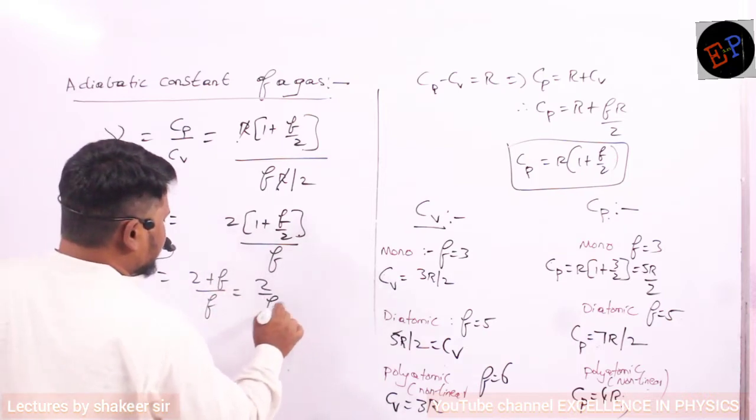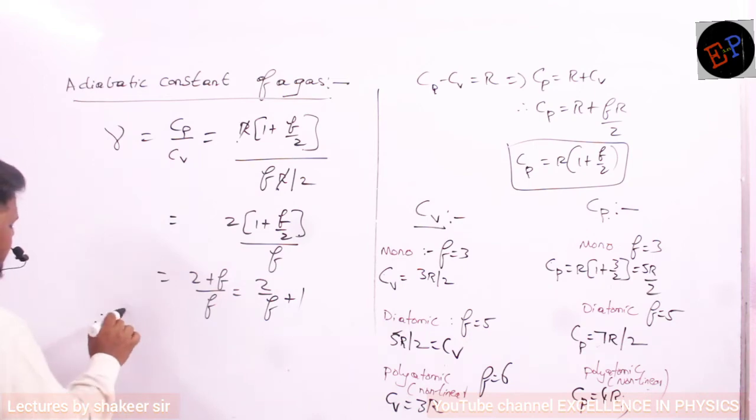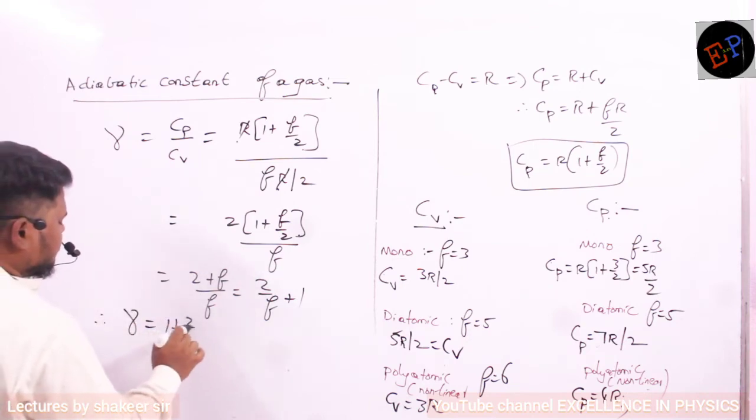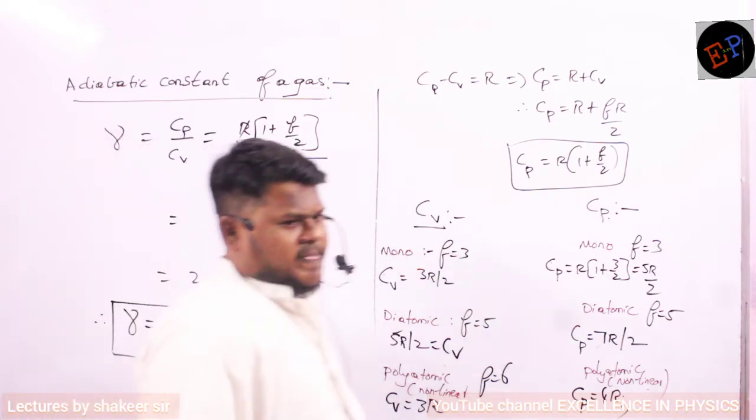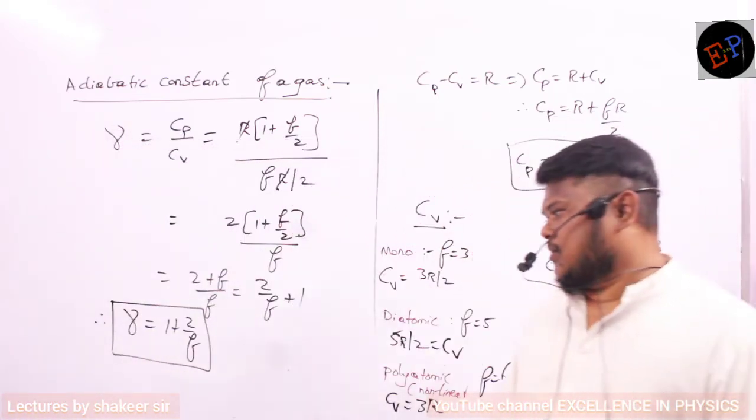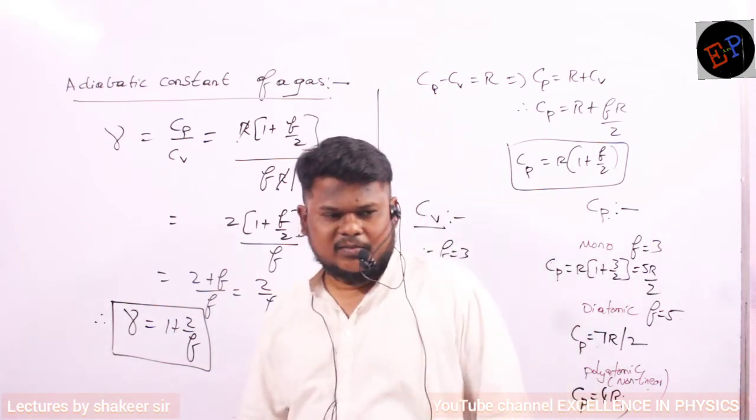So it is 2 by F plus 1. Therefore, what is the gamma value? Gamma value is 1 plus 2 by F. So this is the value of gamma in terms of degrees of freedom. Are you able to understand?